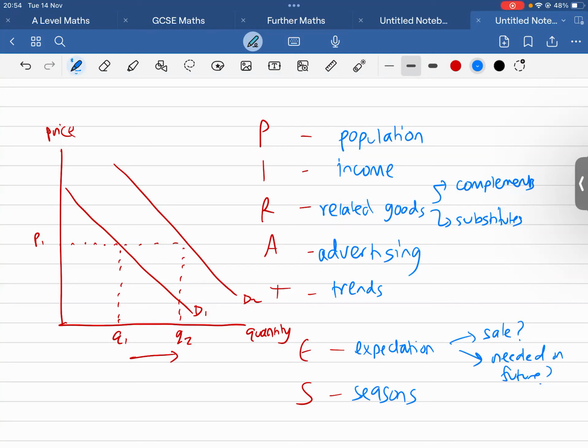Related goods is dependent on if it's a complement or substitute, but we'll go over that in more detail later. So skip that one.